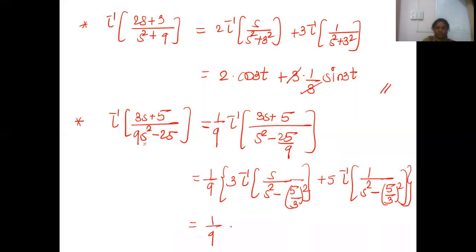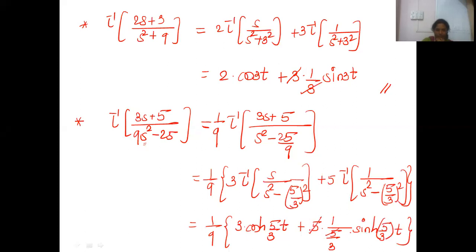Yes, it is 1 by 9 into 3 into what is that? Cos hyperbolic 5 by 3t. Very good. Cos, and negative means hyperbolic. A is 5 by 3. So cos hyperbolic 5 by 3t plus 5 times 1 upon 5 by 3 sin hyperbolic 5 by 3t. Right, 1 upon a is your 5 by 3, into sine hyperbolic 5 by 3t, since it is negative.